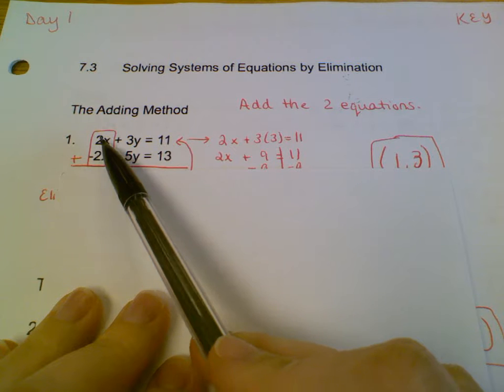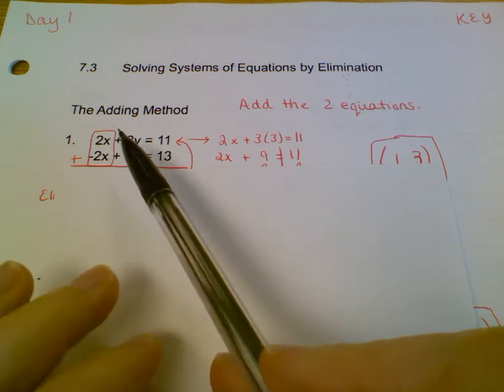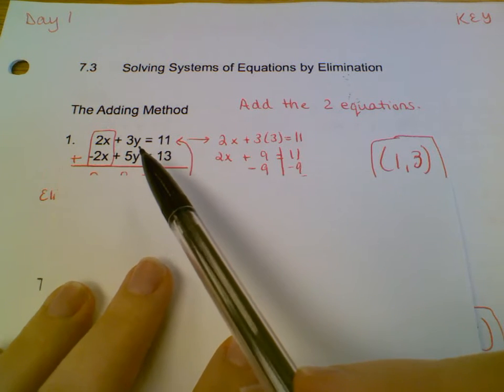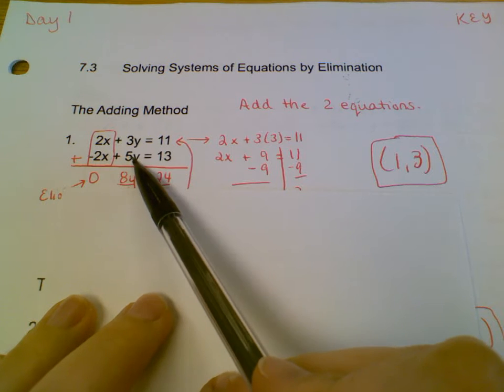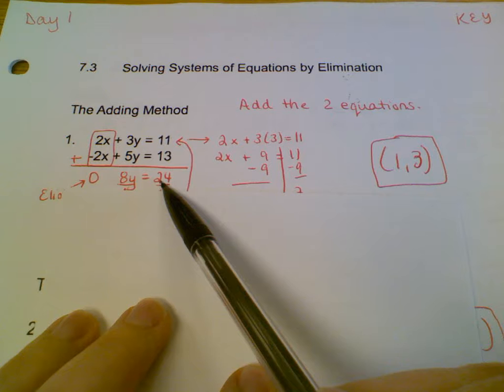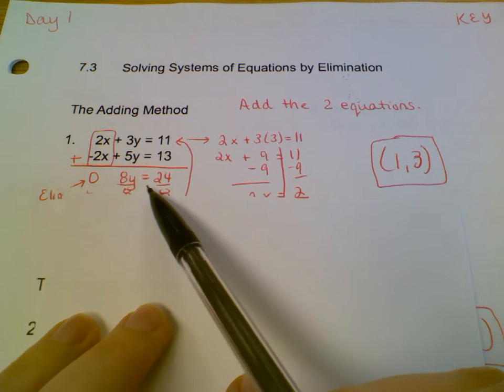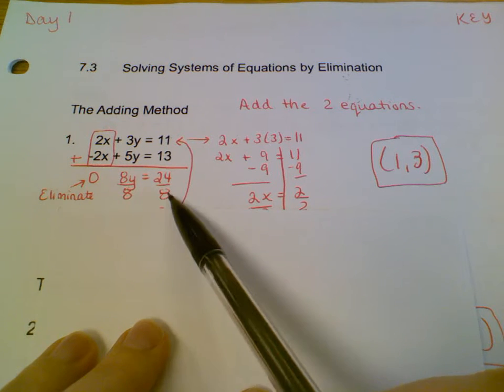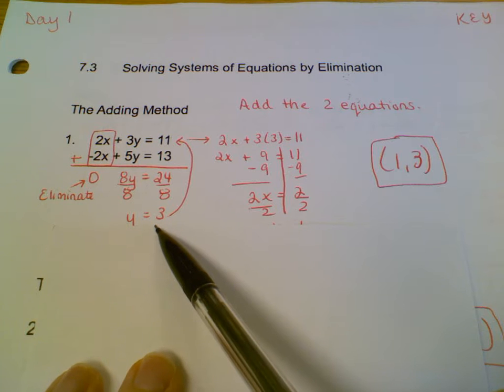So in this case, when I add my x's, it would eliminate to 0. So we would go ahead and add the rest. So when I add my y's, I get 8y. I add my constants and I get 24. So then I can solve real fast for y by dividing by 8, and y is 3.